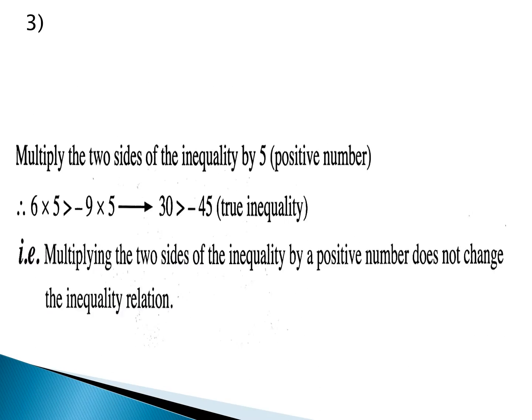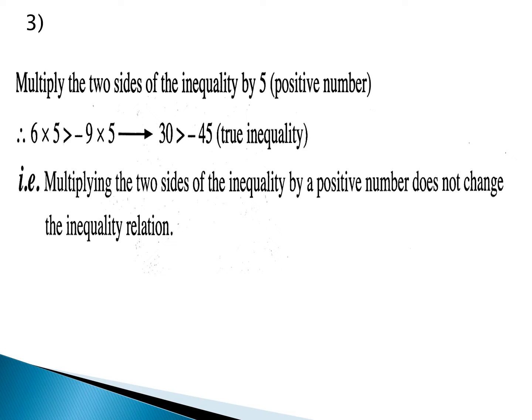Number 3, when multiplying both sides by 5, it will be 6 times 5, also greater than -9 times 5, because 30 is greater than -45. So multiplying both sides of the inequality by a positive number doesn't change the inequality relation.